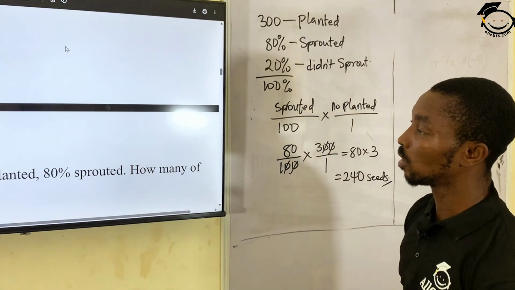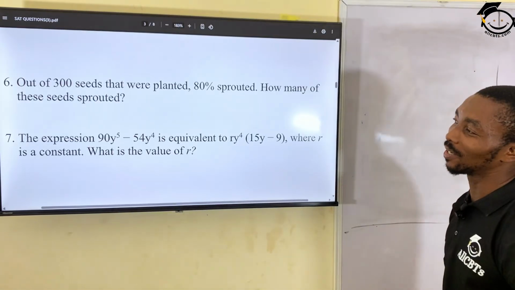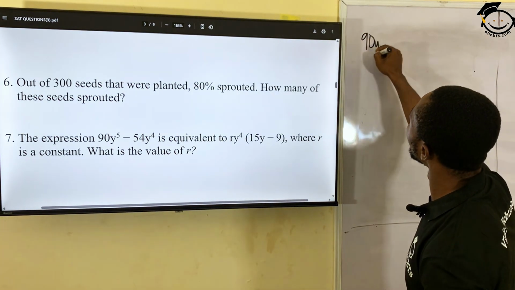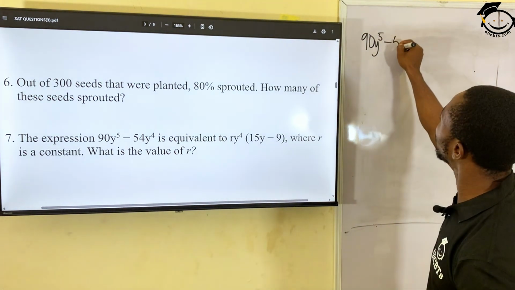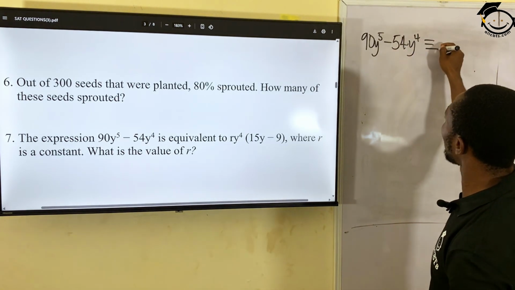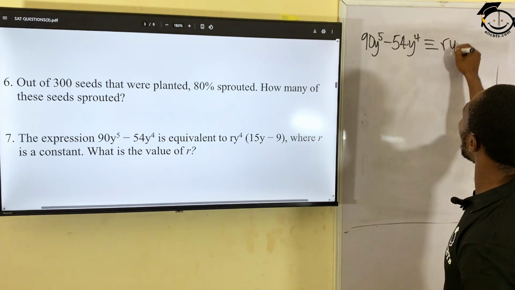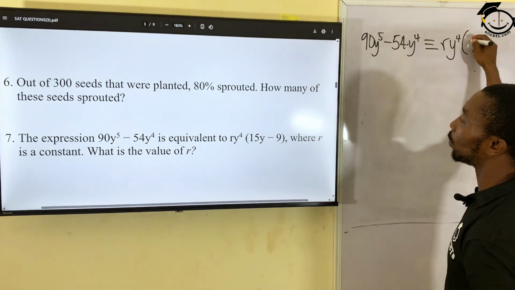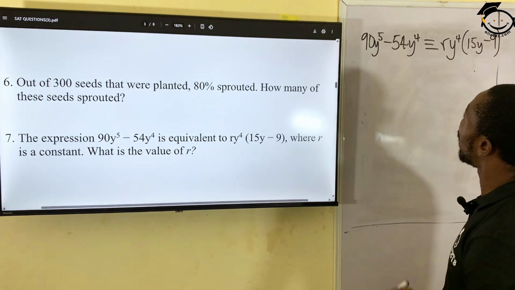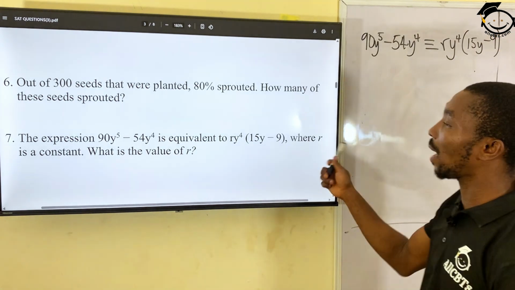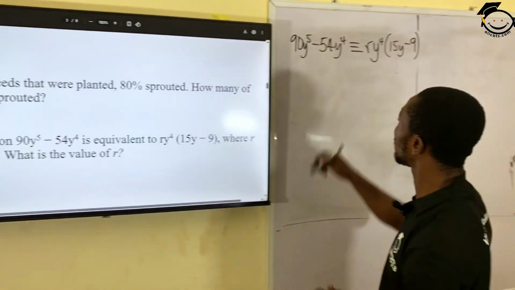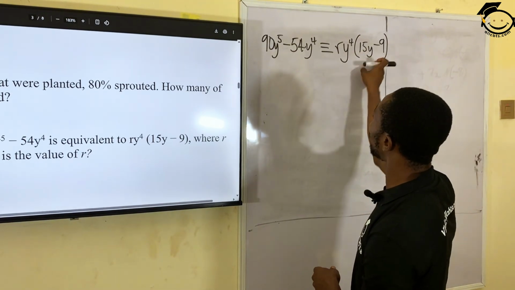240 over 6 squared. The expression 90y raised to power 5 minus 54y raised to power 4 is equivalent to r y raised to power 4 bracket open 15y minus 9. Now, for us to do this, it says where r is a constant, what is the value of r? Now, to solve this, we have to open up this bracket.